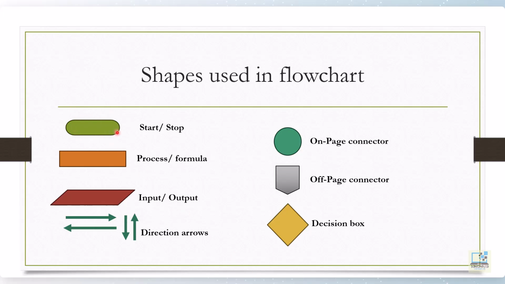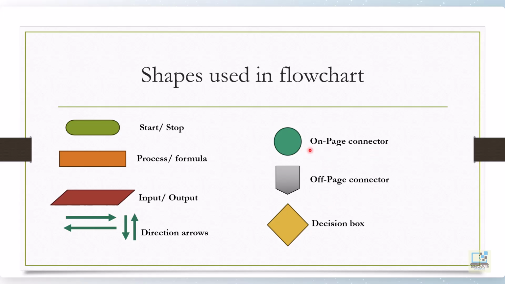This shape is used for start and stop. That is the first and the last step of your algorithm. Then we use this shape for formulas. Then we have input output. If we are printing something, or accepting any value, in those steps we will be using this shape. Then direction arrows are used. Then we have connectors. We have on page connector, we have off page connector.